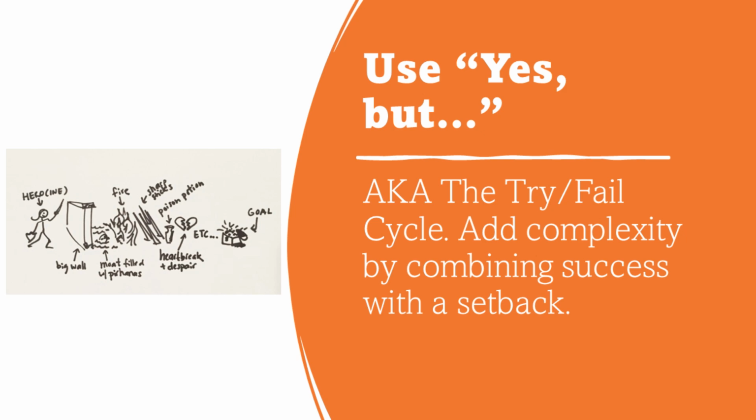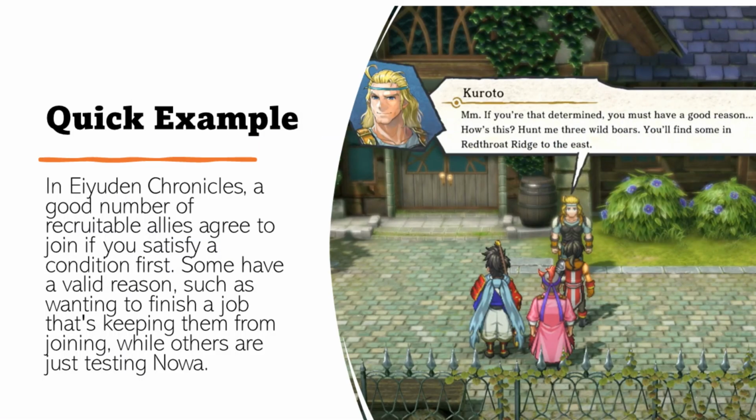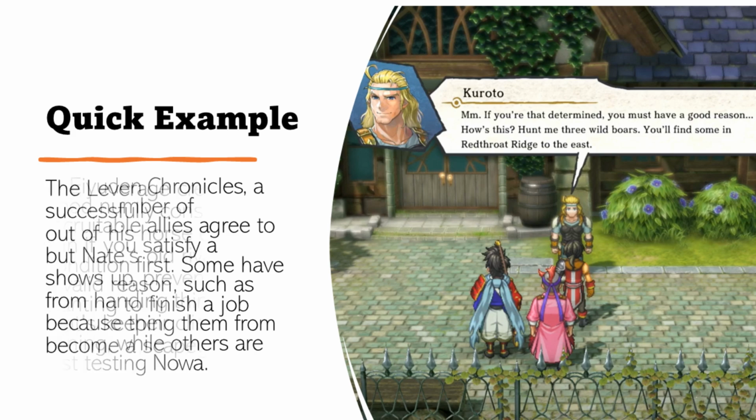3. Use yes but. This is part of the try-fail cycle of plotting. We're going to focus on yes but to stay true to the spirit of improv's yes approach. With this, you basically have stuff play out in a way that leads to success, but then add in a twist. For instance, you could develop conflict by having a character agree to something, but assistance comes with a condition that they must meet first.